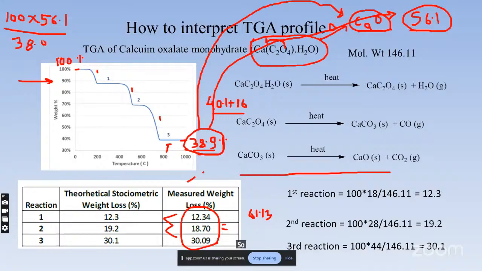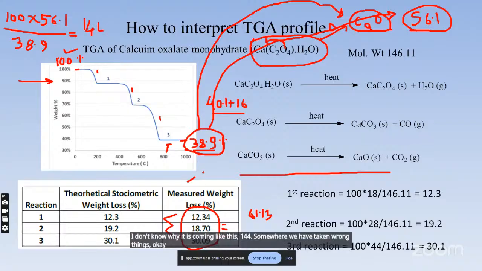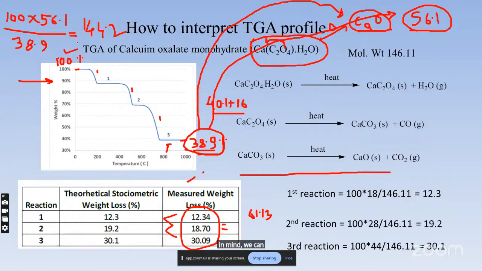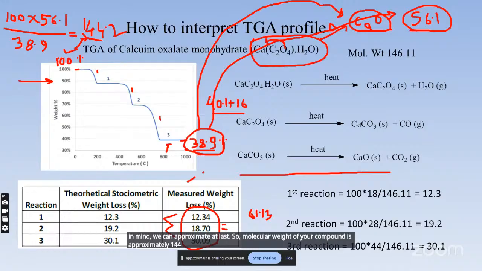So this will be the molecular weight of this compound at initial stage. You will do this calculation: 100 into 56.1 divided by 38.9. So 144.2 something is there. Actually, it should be 146.11. I don't know why it is coming like this. Somewhere we have taken wrong things. Okay, anyway, you can keep it in mind. We can approximate at last. So molecular weight of your compound is approximately 144 initially.